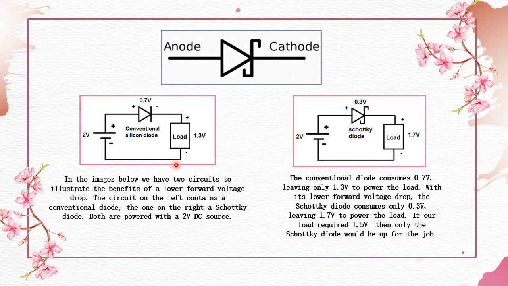In the image below, we have two circuits to illustrate the benefits of a lower forward voltage drop. The circuit on the left contains a conventional diode, which is silicon diode, and the one on the right is a Schottky diode. Both are powered with a 2-volt DC source. The conventional diode consumes 0.7 volt, leaving only 1.3 volt to power the load, while Schottky diode consumes 0.3 volt, leaving 1.7 volt to power the load. If our load required 1.5 volt, then only the Schottky diode will be up for the job.